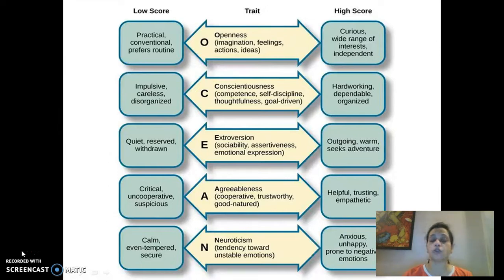The last trait is neuroticism. If you're going to score low on this trait, that means you're going to be calm, you're going to have a balanced personality, and you're going to be secure about your own self. On the other hand, if you're going to be a high scorer on neuroticism, then you're really a dangerous person. You're going to be anxious most of the time, tense, unhappy, complaining, and prone to negative emotions. So try to be balanced and not a neurotic person.